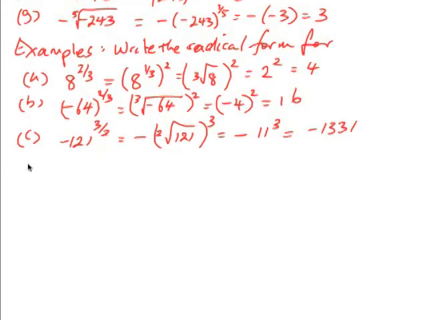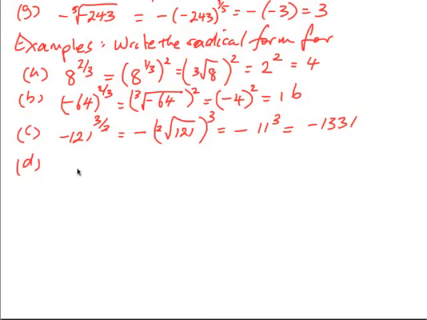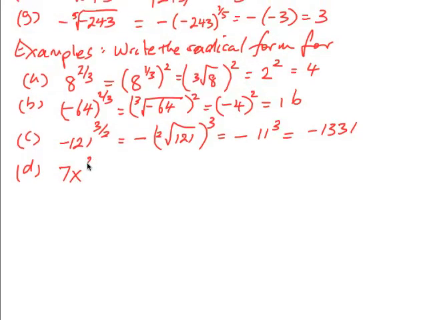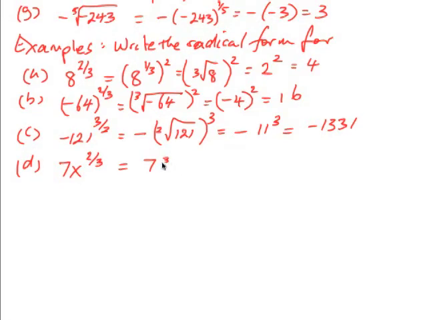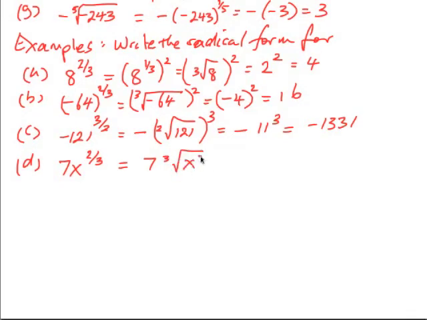Right, now we can do it with not just numbers, we can rewrite things if we have a variable. What if I have 7x to the 2/3? Now the 7 is not affected by this, so this will be 7 times the cube root of x squared.